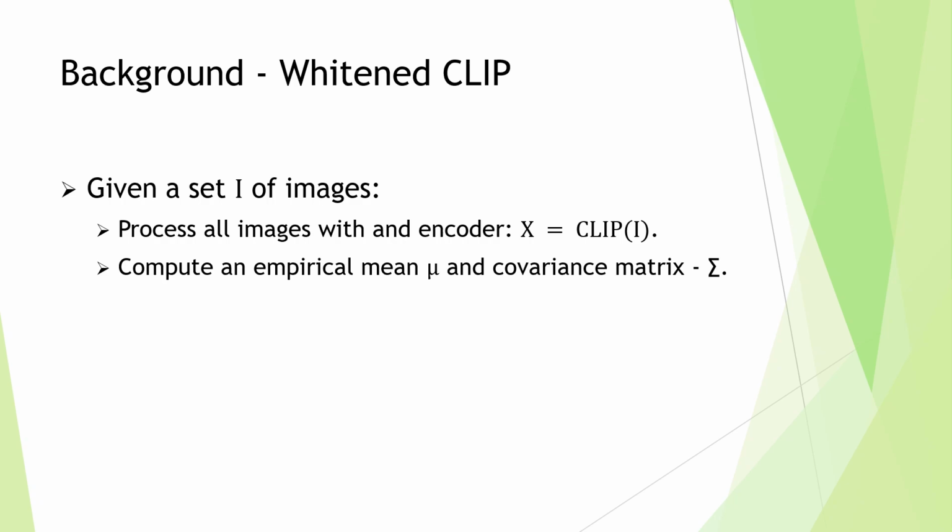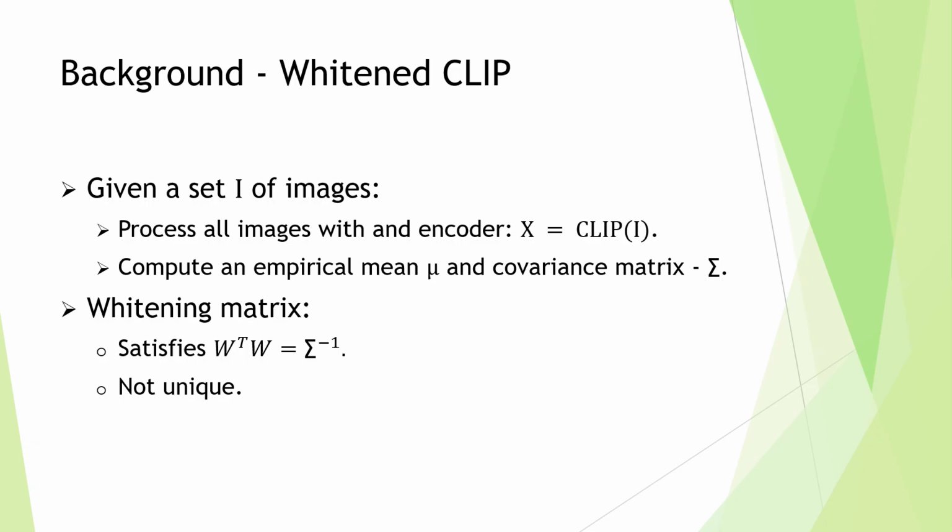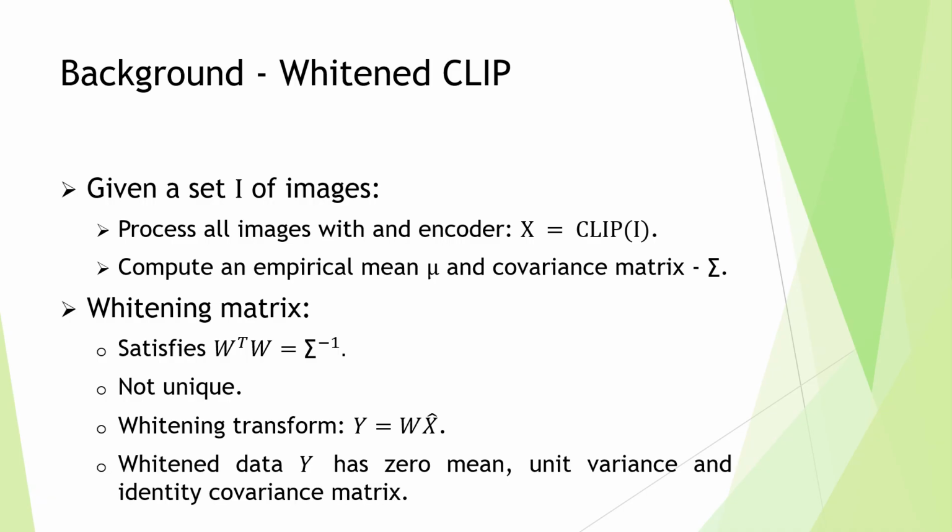A whitening transformation is then computed as the inverse square root of the covariance matrix. The whitening matrix is not unique, and in practice, this is done using PCA, which provides a specific and stable whitening solution. The whitening removes correlation between embedding dimensions and enforces unit variance and zero mean.